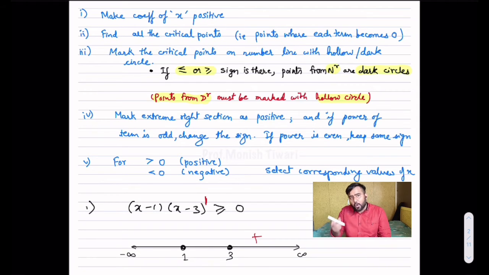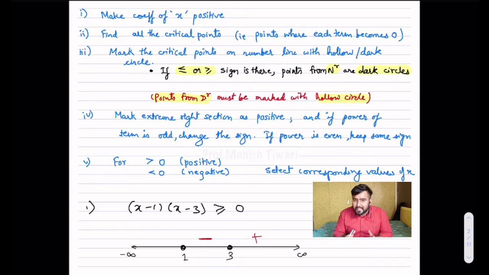And 1 being an odd number, I have to change the sign. Now change sign of what? So since it was plus here, in the next section this will be minus. This is what we mean by change the sign. In the next section we have minus sign.